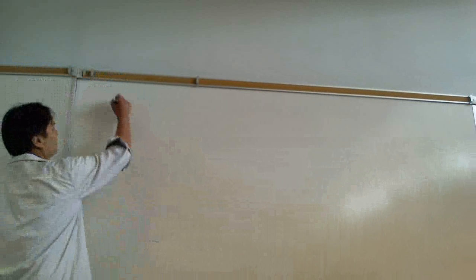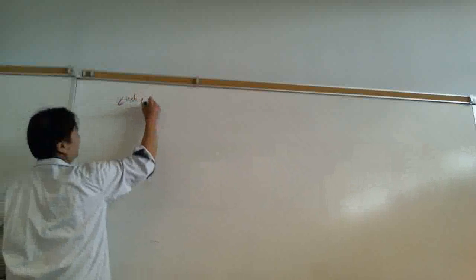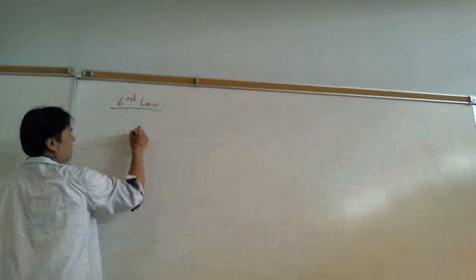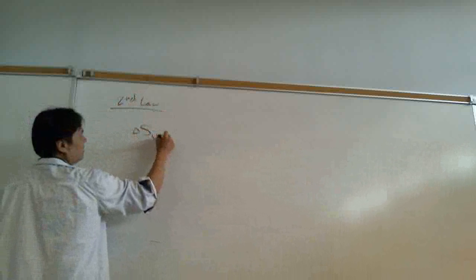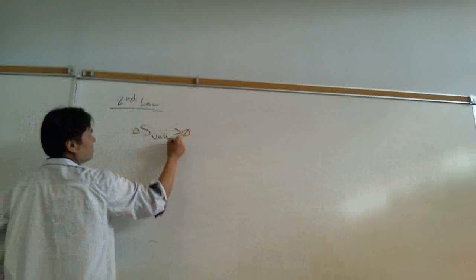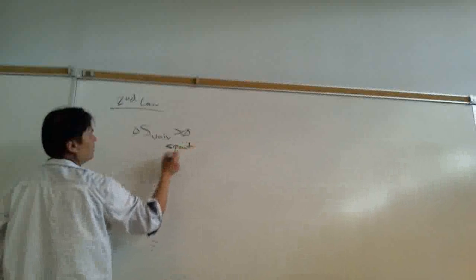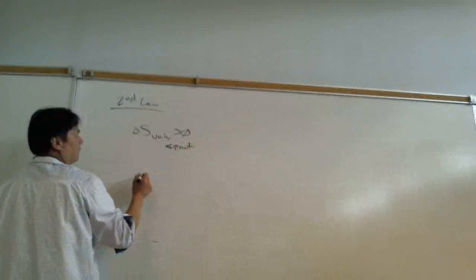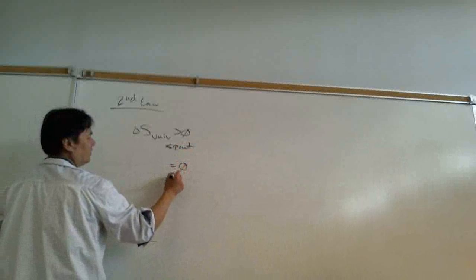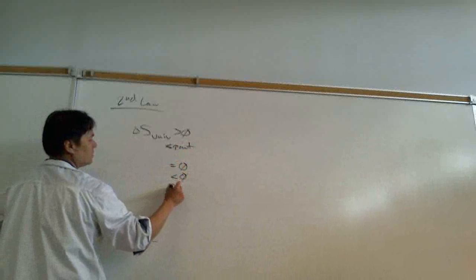So let's talk about the second law of thermodynamics. Now, the second law just says that the delta S of the universe should be greater than 0 for spontaneous. It's going to equal 0 or less than 0 for non-spontaneous.